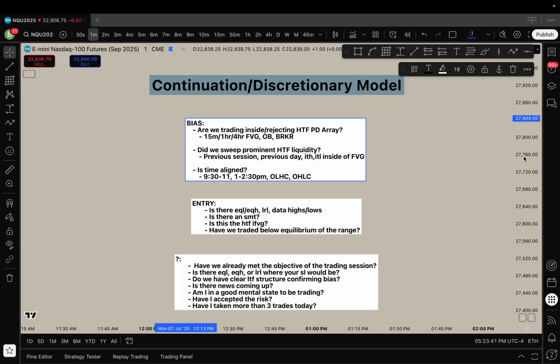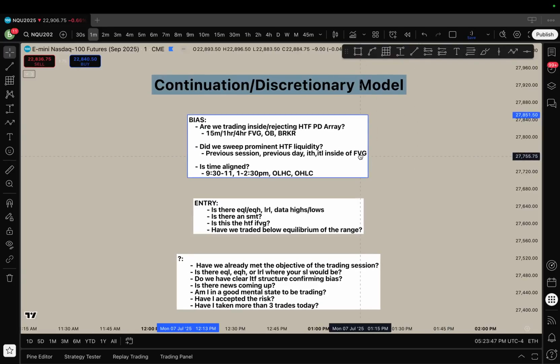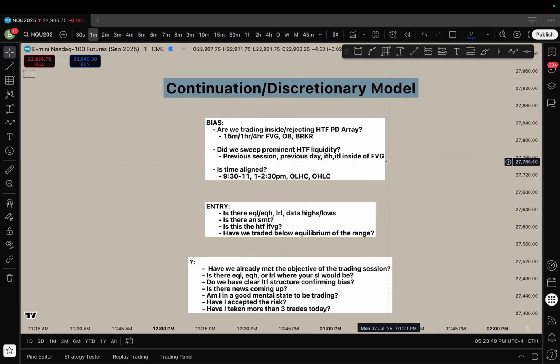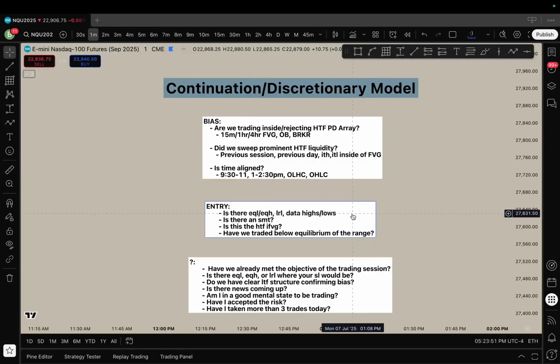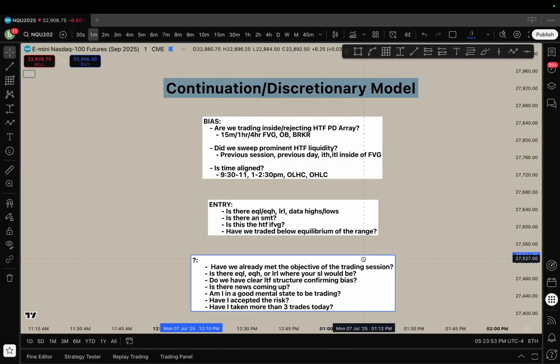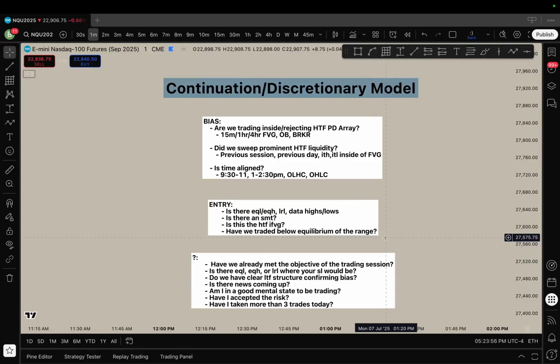So, starting off strong. All right, we have our bias, okay? So, are we trading inside and rejecting a higher time frame PDRA? What I want to see for my bias is, are we delivering from sell side or buy side? Now, I'll get more in depth with this with the bias videos and with my daily profiles, but you want this to be aligned with your bias, right? So, are we rejecting a higher time frame key level? Are we respecting or disrespecting PDRAs? That sort of thing, okay?